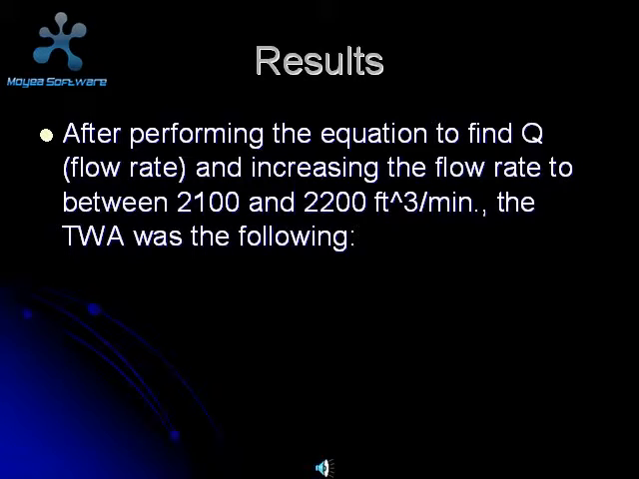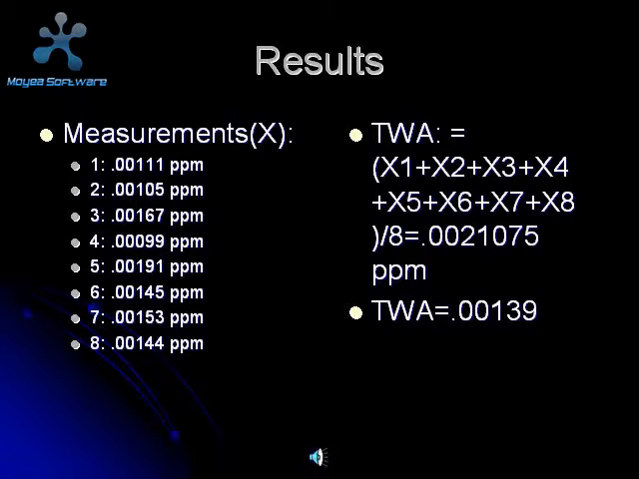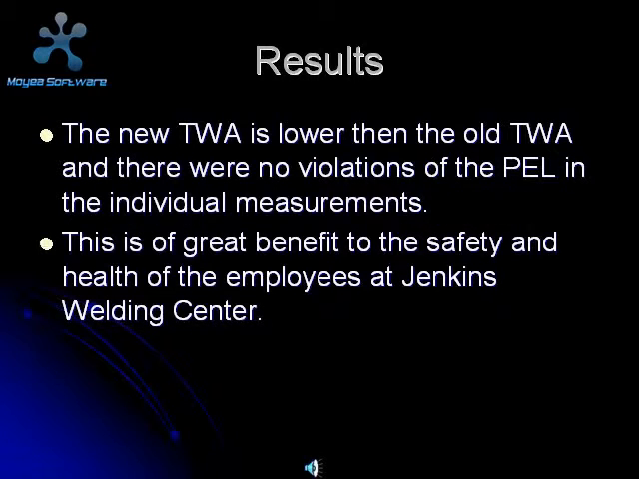After performing the equation to find Q, the flow rate, and increasing the flow rate to between 2,100 and 2,200 cubic feet per minute, the TWA was the following. The measurements, which we will again refer to as X, are the following, and as can be seen, there are no individual measurements that are over the permissible exposure limit. The time-weighted average for these new measurements was calculated as 0.00139 parts per million. The new time-weighted average is lower than the old time-weighted average, and there were no violations of the permissible exposure limit in the individual measurements. This is of great benefit to the safety and health of the employees at Jenkins Welding Center.